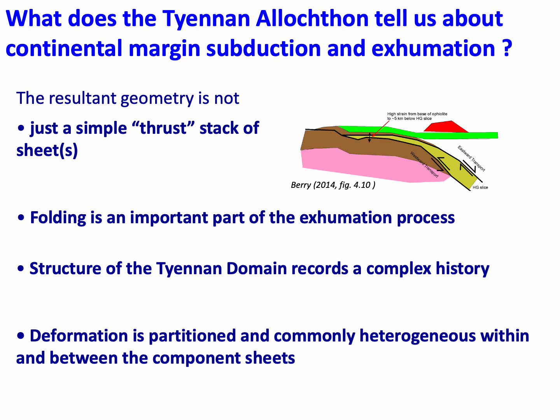What does the Tyennan allochthon tell us about continental margin subduction and exhumation? The resultant geometry suggests that emplacement is not just a simple stacking of sheets, that folding is an important part of the exhumation and emplacement process, and folding occurs both internal to the sheets as well as folding of the total composite allochthon, and that the structure of the Tyennan Domain records a complex history. Deformation is partitioned and commonly heterogeneous within and between the sheets.